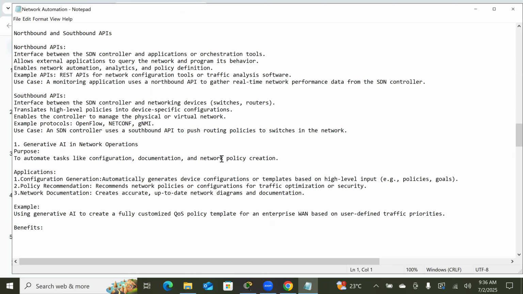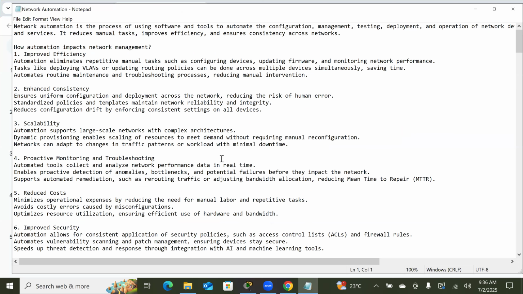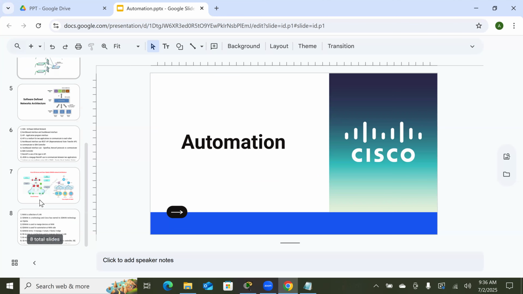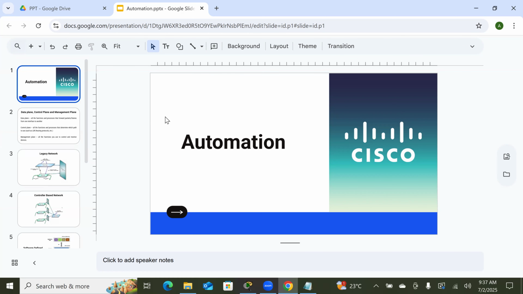So this is what the network automation is. You want to continue this one? I can. Okay. I know you don't want. I'll just go with the simple method. Okay, I'm just explaining this. 8 slides, that will be done. Okay. Sorry? Huh? Yes, sir.